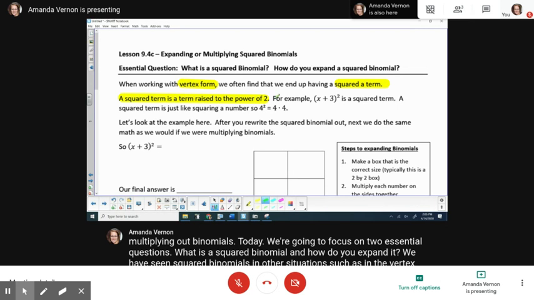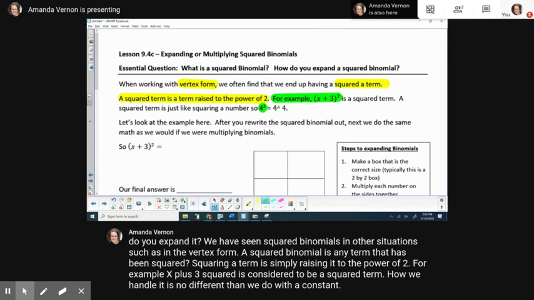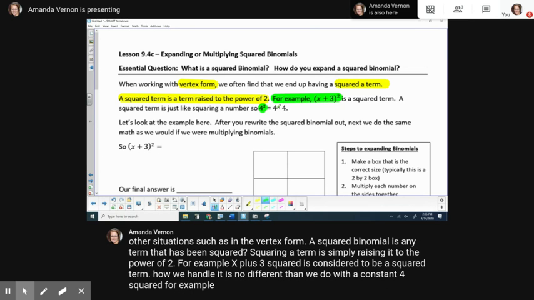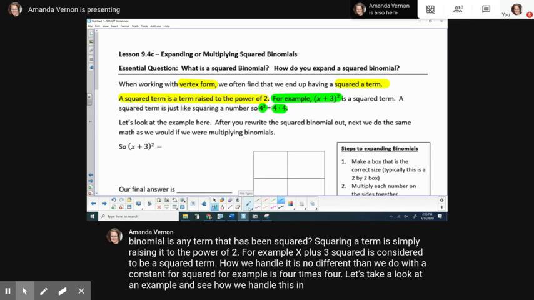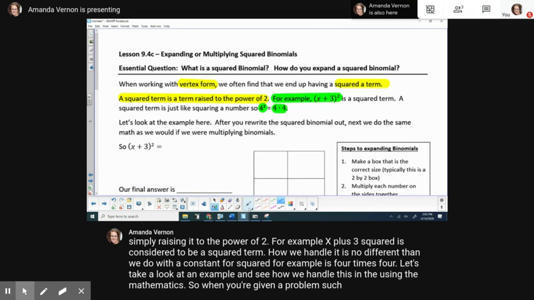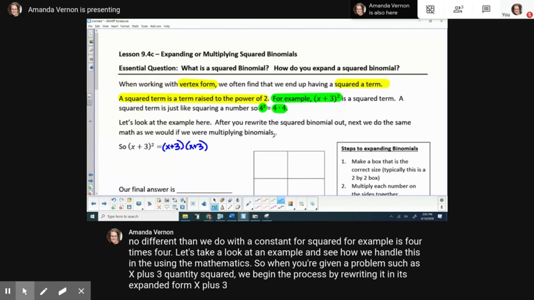For example, x plus 3 squared is considered to be a squared term. How we handle it is no different than we do with a constant. 4 squared, for example, is 4 times 4. Let's take a look at an example and see how we handle this using the mathematics. So when you're given a problem such as x plus 3 quantity squared, we begin the process by rewriting it in its expanded form, x plus 3 times x plus 3.